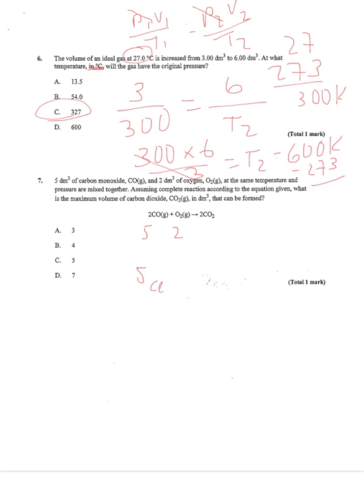Well, my 5 CO would produce 2 CO2 per 2 CO. So I could get 5 liters from the CO.